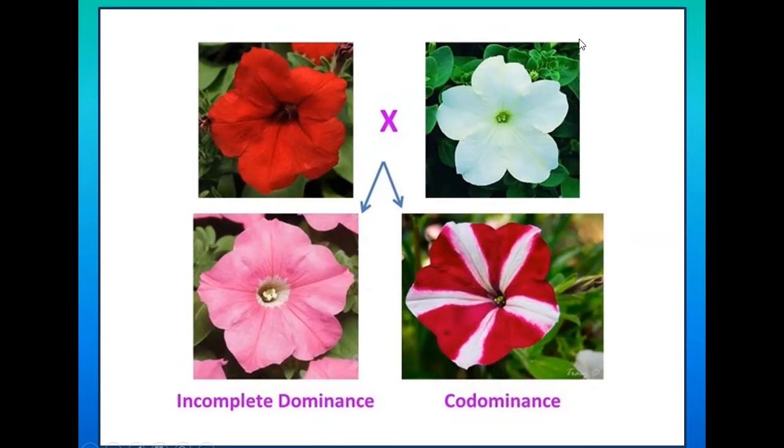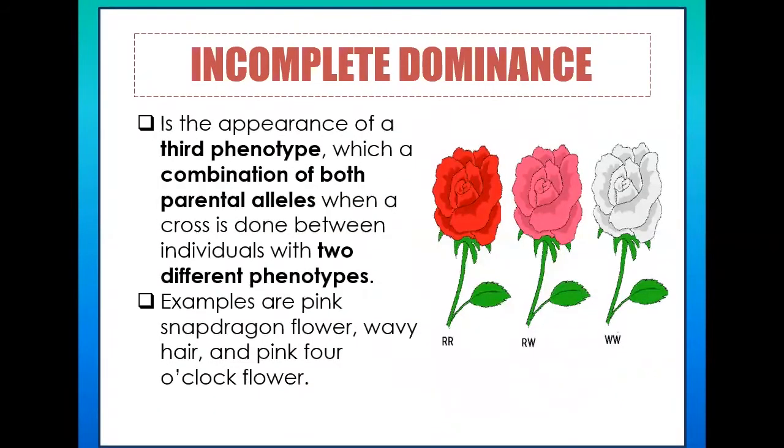Now, let's go ahead and focus first on incomplete dominance. Let's try to apply concepts here in order for us to solve problems related to this pattern of inheritance. Now, as mentioned earlier, incomplete dominance is the appearance of a third phenotype, which I highlighted here. Give emphasis to the words third phenotype, which is a combination of both parental alleles. So a combination of parental alleles when a cross is done between individuals with two different phenotypes.